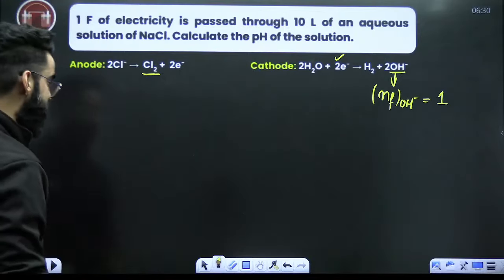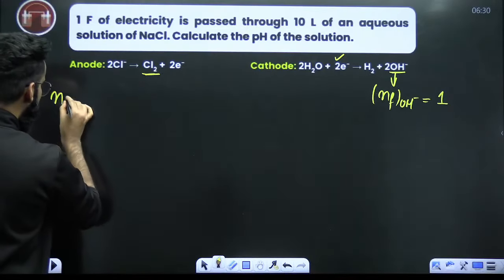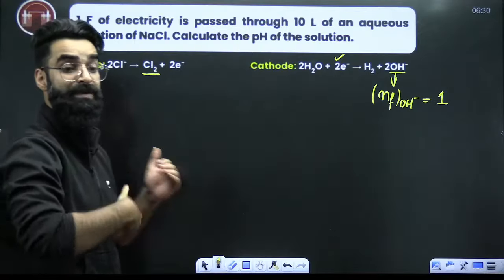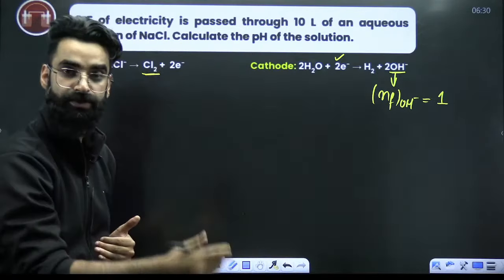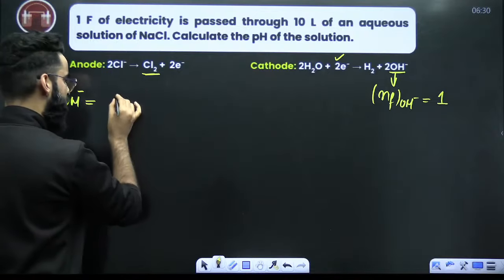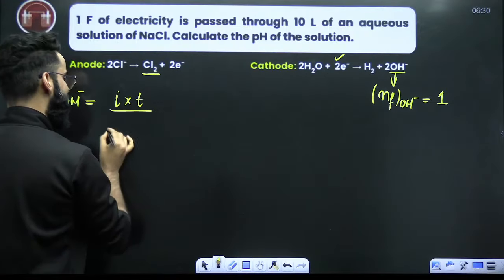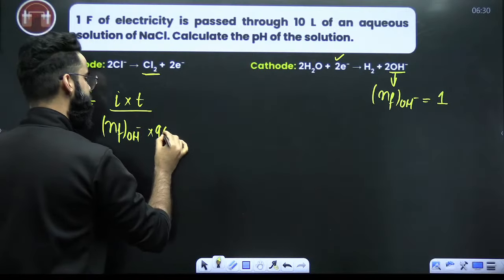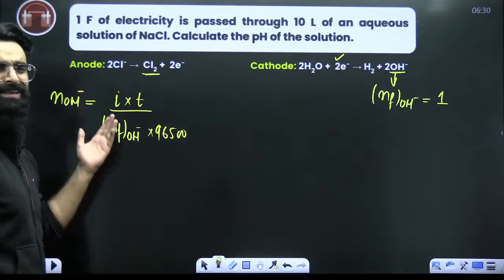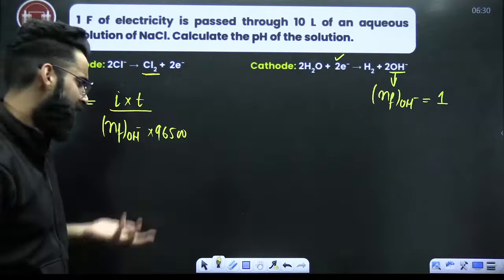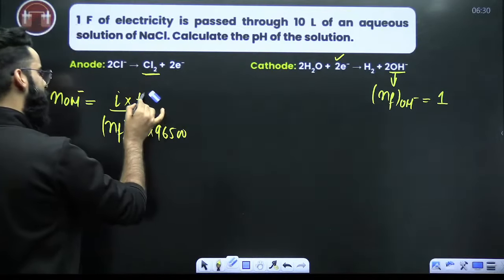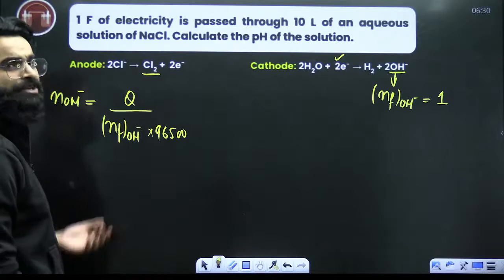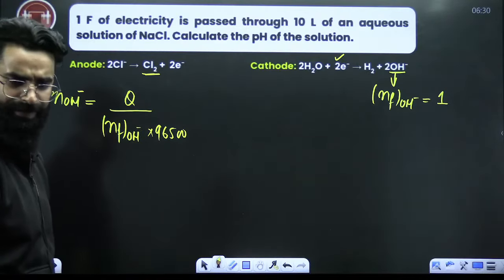Now, my dear students, the first thing I'll do is calculate the moles of OH negative which are being produced, being liberated into the solution. Moles of OH negative, as per the formula, is I multiplied by T divided by N factor of OH negative multiplied by 96500. But do you see, current is not given, time is not given. But I multiplied by T is what we call Q. Instead of I into T, I can declare Q.